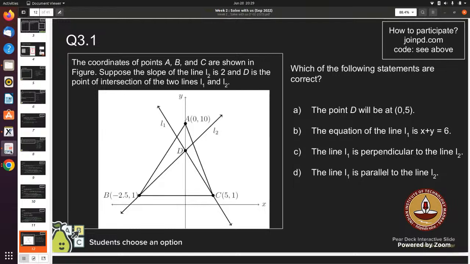As a hint, I can say first see that we have to calculate the equation of the line L2. The slope is given and a point is given, -2.5, 1, through which this straight line is passing. Right? Can't we find the equation of L2? First try that. And then the point D is on the straight line, so whatever the point D is, it should satisfy the equation of the straight line L2.